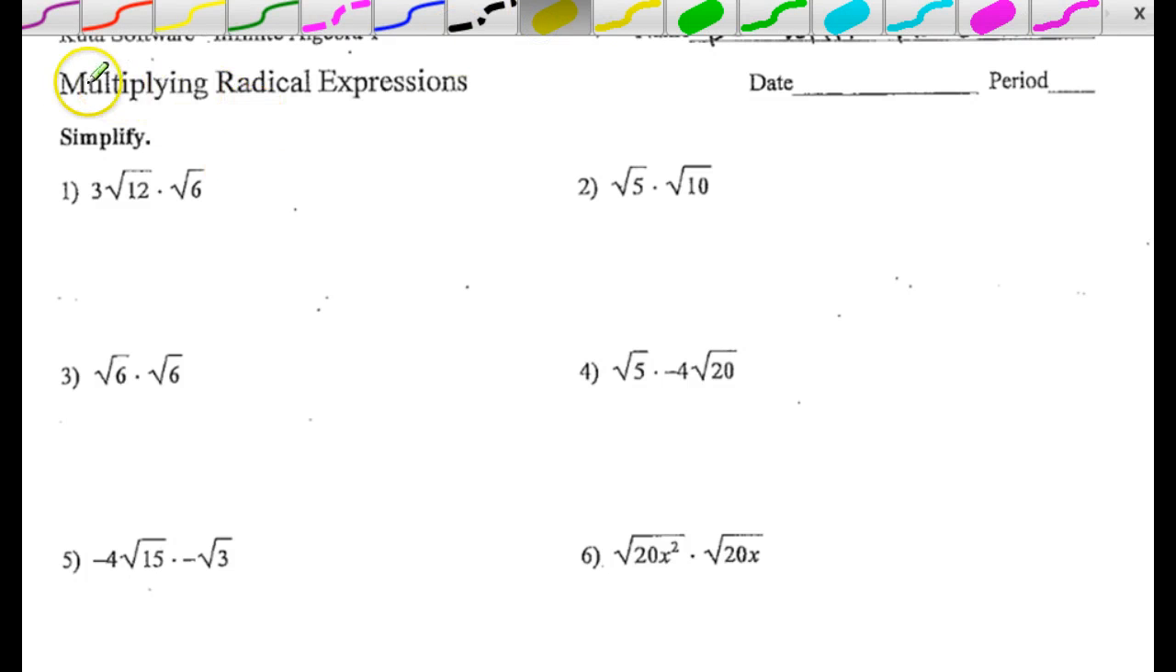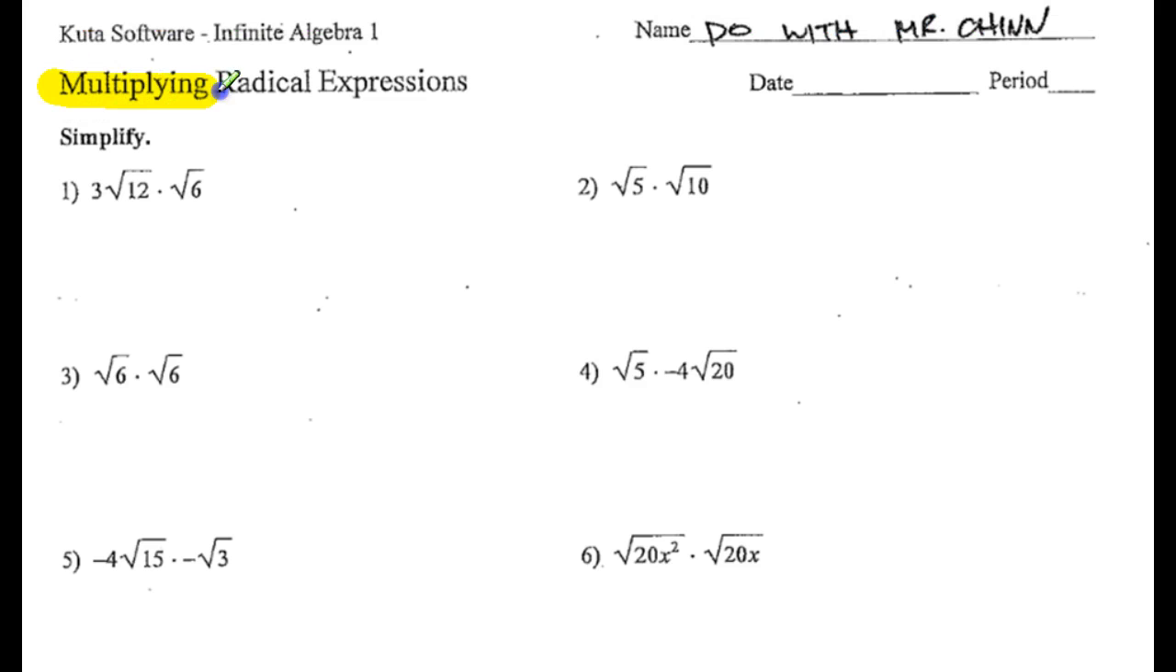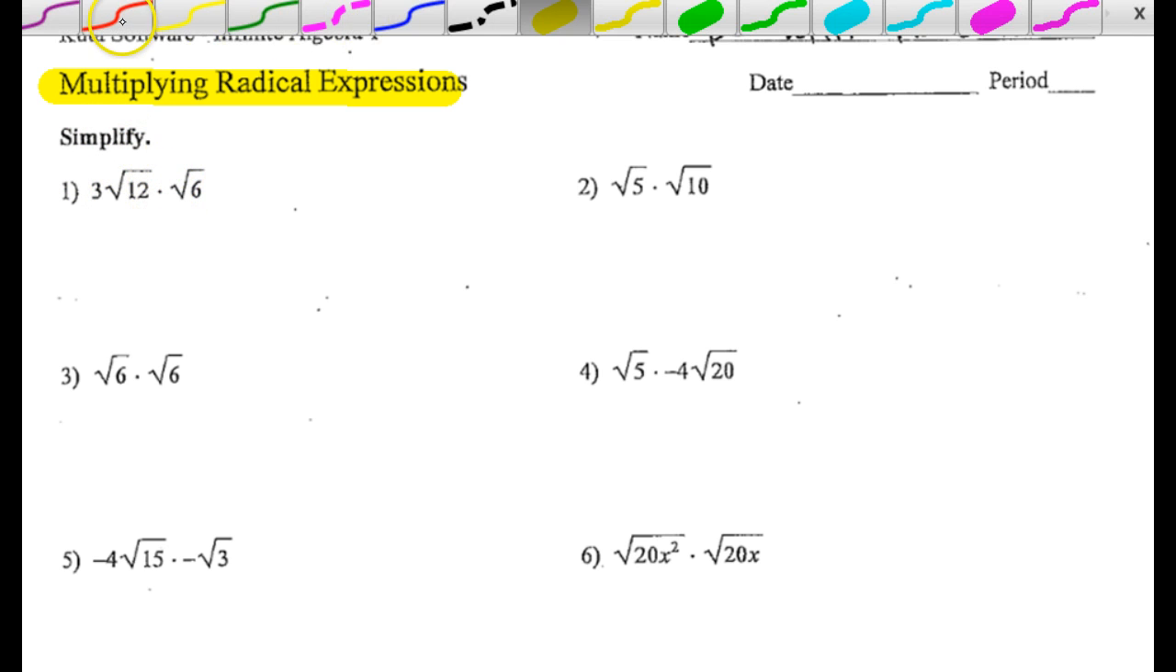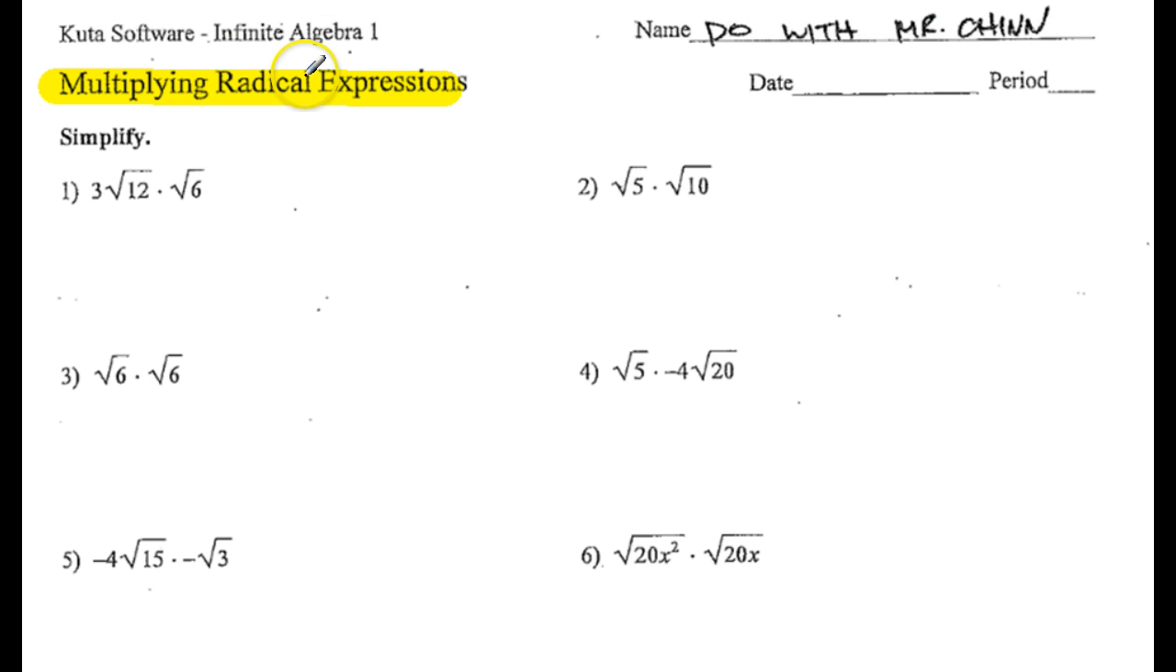Alright, so for this podcast, it's going to be pretty quick because it's building on what you just did. This one's called multiplying radical expressions. Okay? So what we're going to do is, instead of having one radical, we've got two radicals and they're being multiplied. Alright? So the first thing you do is the multiplication.